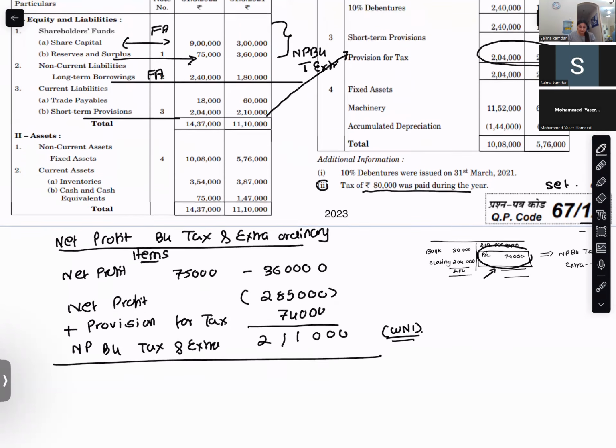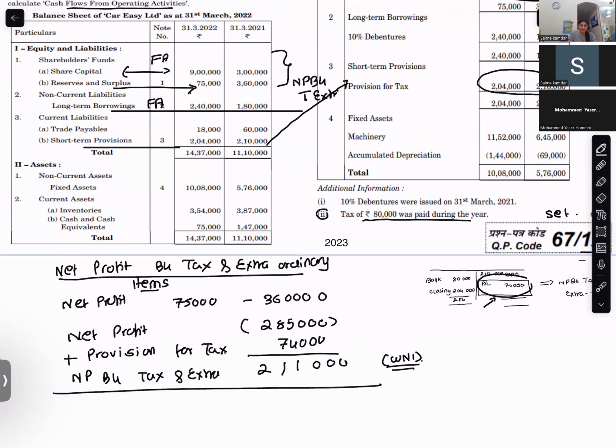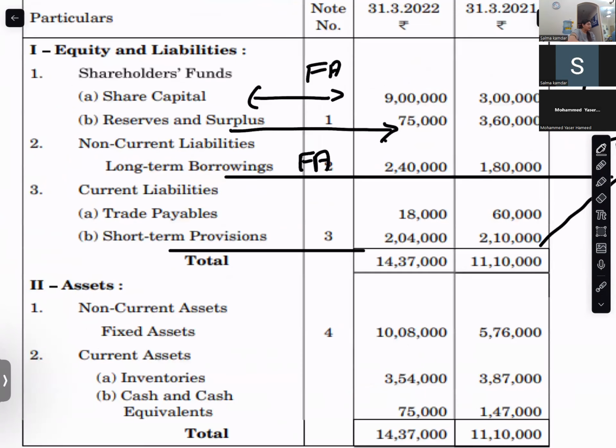Okay. Now again I am reading my question. Working capital changes I can see over here. Is it an increase or decrease? It was 60. It has become 18. Is it an increase or decrease? Decrease. Decrease of current liability, add or minus?